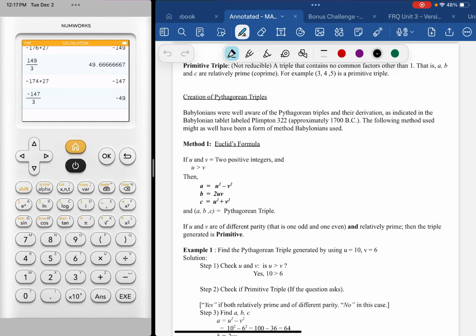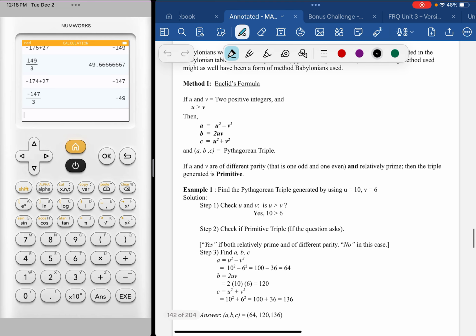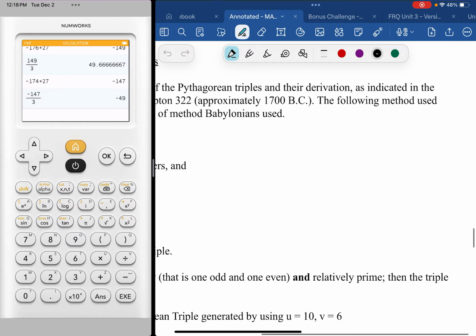So Euclid's formula: a is equal to u squared minus v squared, b is equal to 2 times uv, and c is equal to u squared plus v squared. The u and v values have to be of different parity, meaning one is even, one is odd, and relatively prime. So again, the only common factor between the values would be 1. If that's the case, then we would have a primitive Pythagorean triple, which is ultimately what we would like to find, which serves as the basis of a whole system of Pythagorean triples that are related to it.